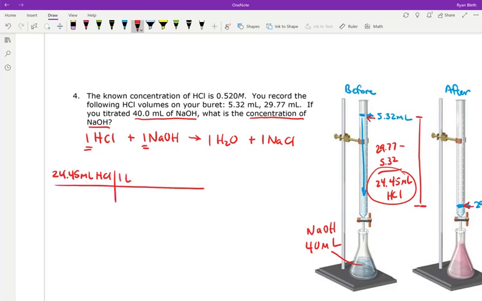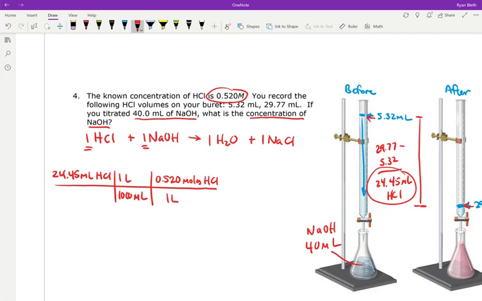We know that 1 liter is 1,000 milliliters of HCl. And again, if you feel comfortable just moving that decimal over 3 times, go ahead and do that, and you're already in liters. You can start your problem out with that. So if you feel okay moving that decimal place instead of doing the metric conversion, save yourself a step and go for it. We know the concentration of that acid is 0.520. That gets dropped in here, 0.520 moles of HCl, right, for every 1 liter of solution.